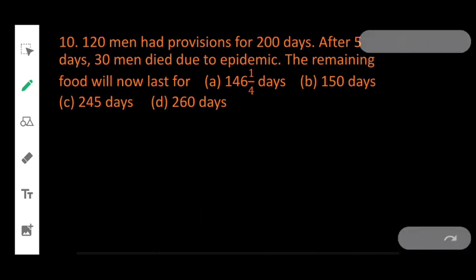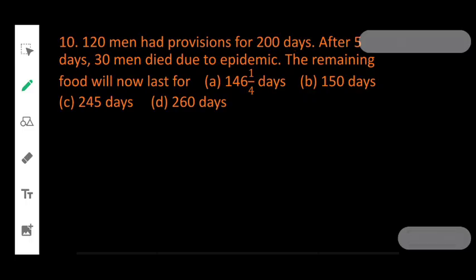Next question number 10. If 120 men had provision for 200 days, after 5 days, 30 men died due to epidemic. The remaining food will now last for how many days? So 120 men had provision of 200 days. So if we decrease the number of men, then the number of days will be increased. So this is inverse variation.